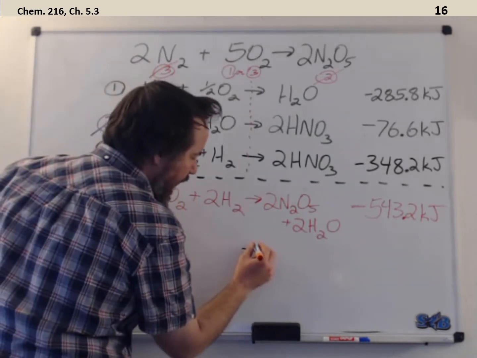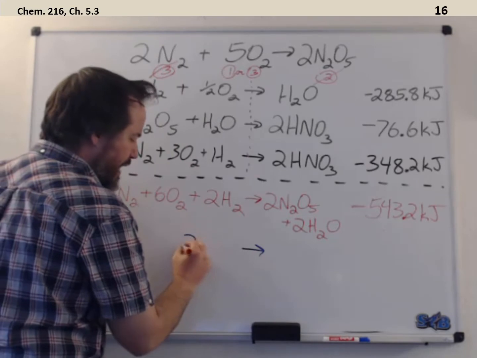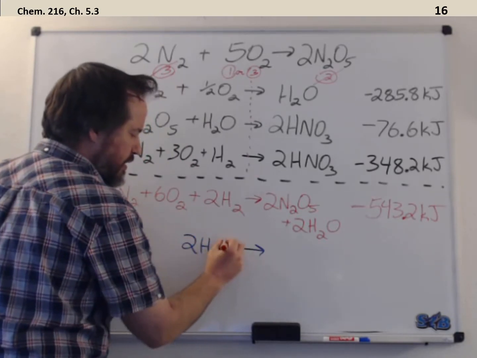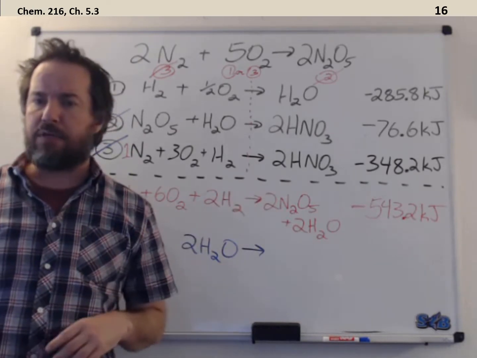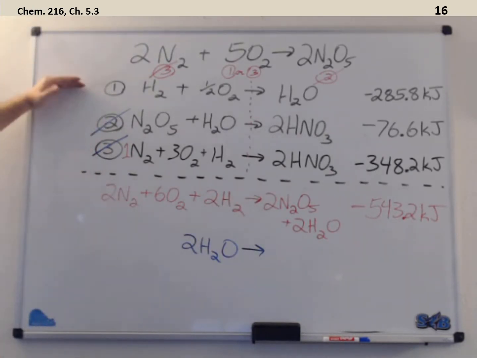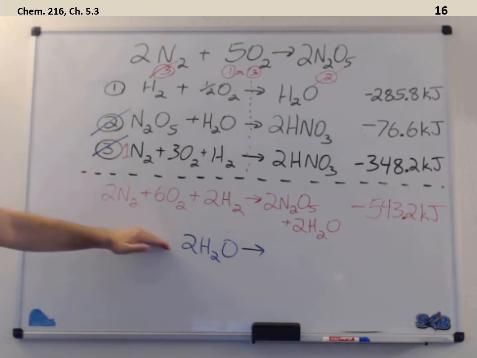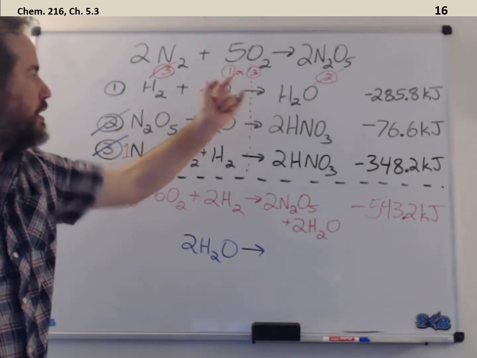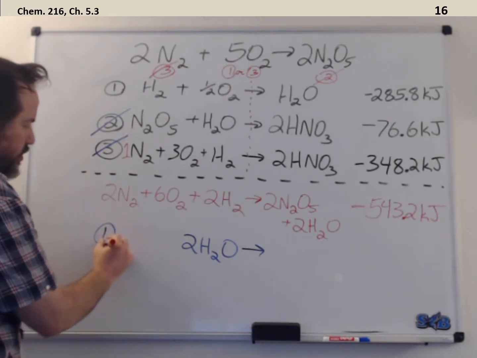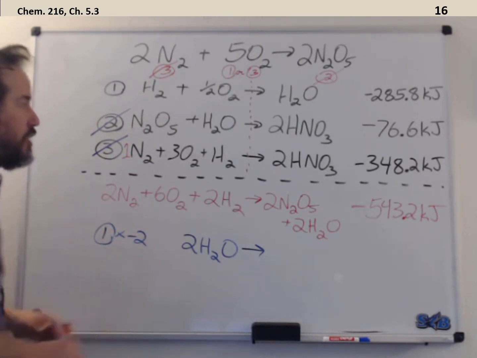I need to add H2O as a reactant. If I add two H2Os, those are going to cancel out. So how do I take number 1 and get it so H2O is a reactant? Well, I flip it. And I also have to multiply by 2.